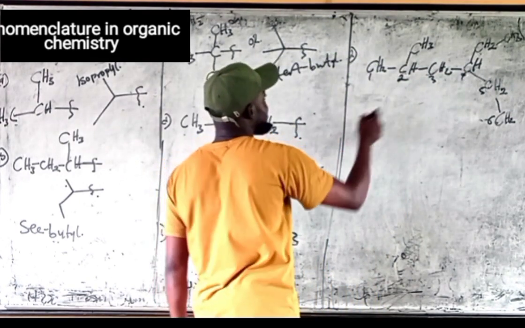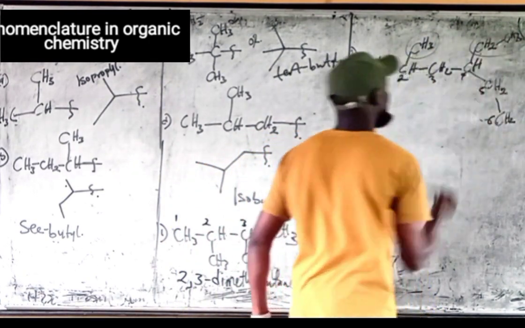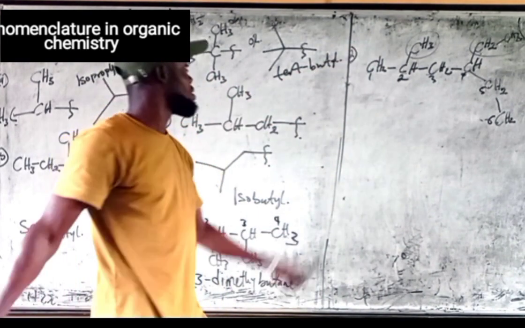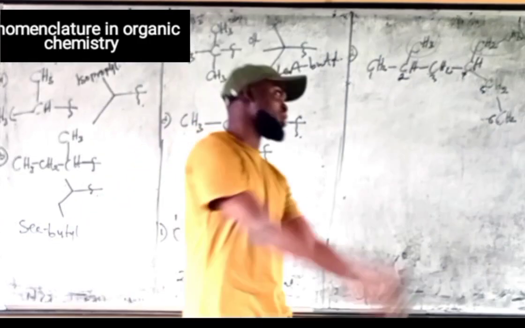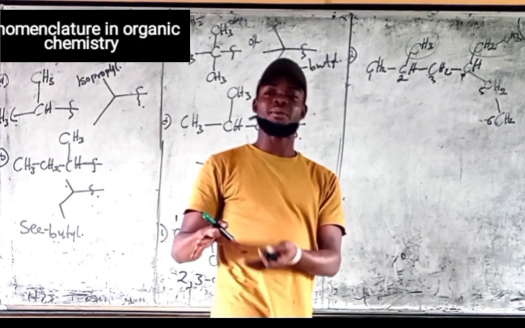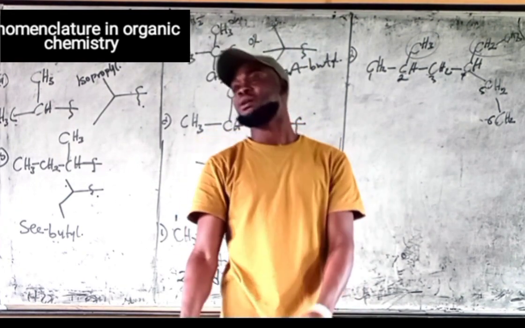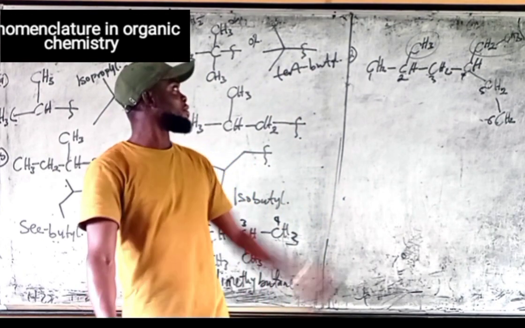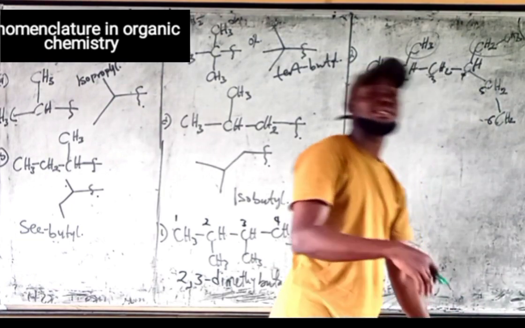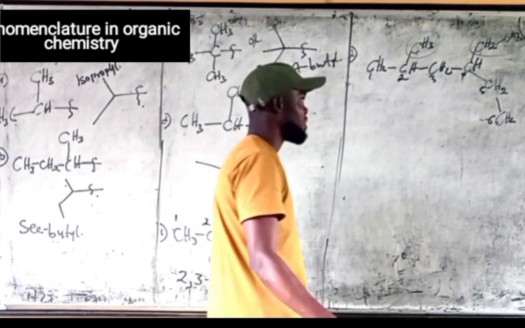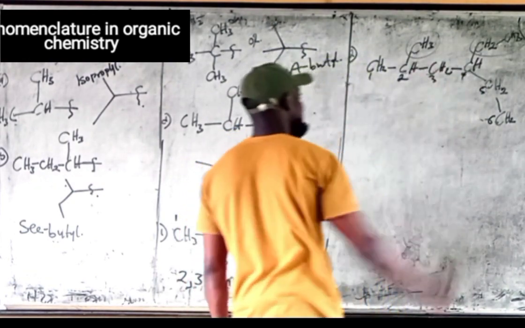Now these substituents are not the same. That one has 2 carbons, and this one has just 1 carbon. Any alkane that is acting as a substituent automatically forms an alkyl. Take note of that. This one having 2 carbon atoms is not methyl, we call it ethyl, because it has lost 1 hydrogen. So this one is ethyl, and this one is called methyl.